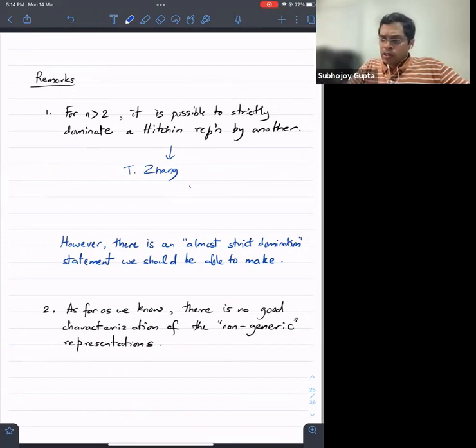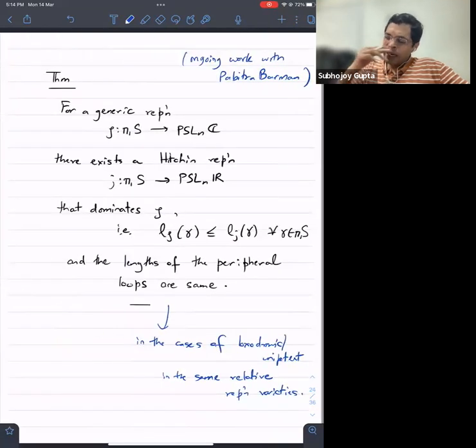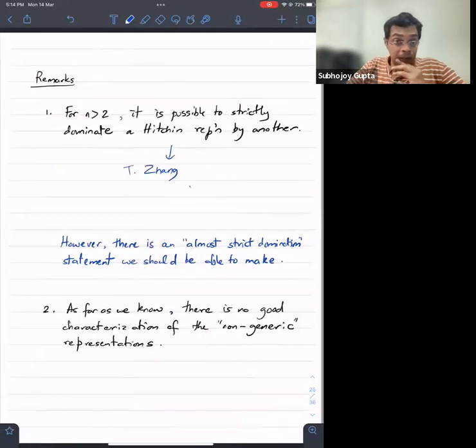Unfortunately not. For n equal to 2, we needed the strip deformation to get to that strict domination result. In this case, the deformations that Tengren-Zhang introduced weren't strip deformations. I don't think there is an analog of a strip deformation for Hitchin representations for n greater than 2. He proved it for closed surfaces, but one can prove it for surfaces with boundary as well.